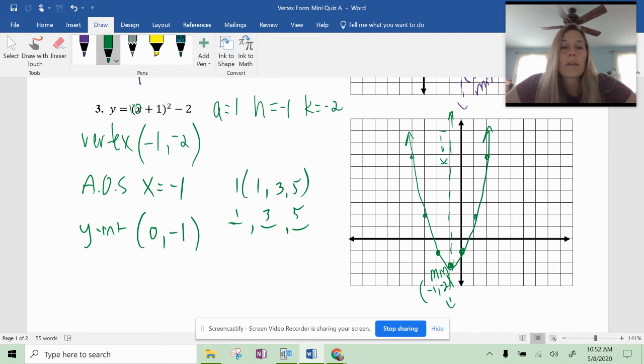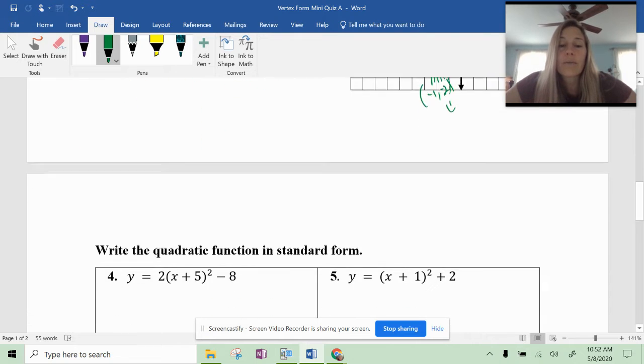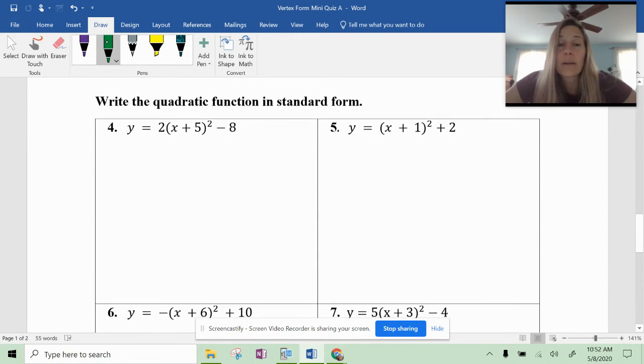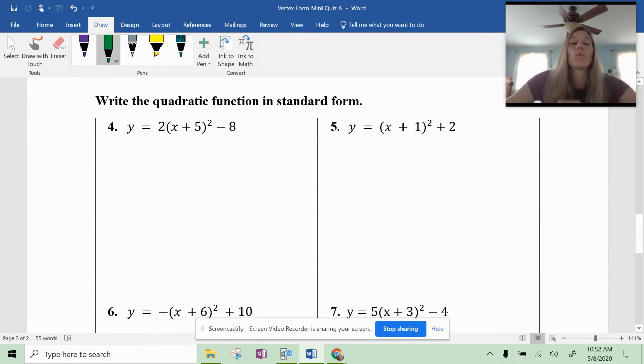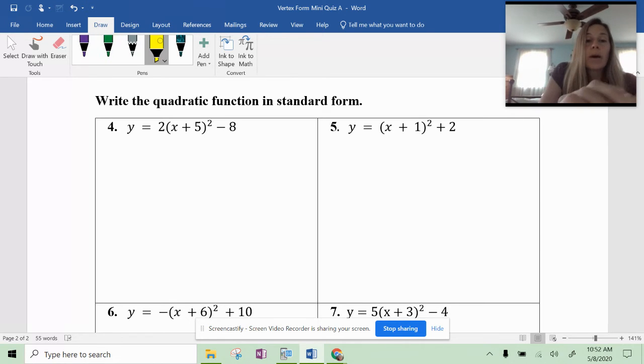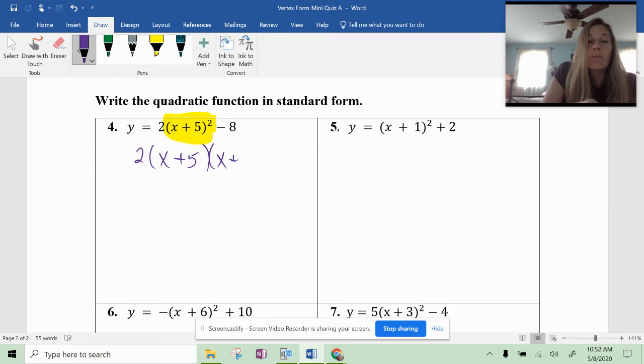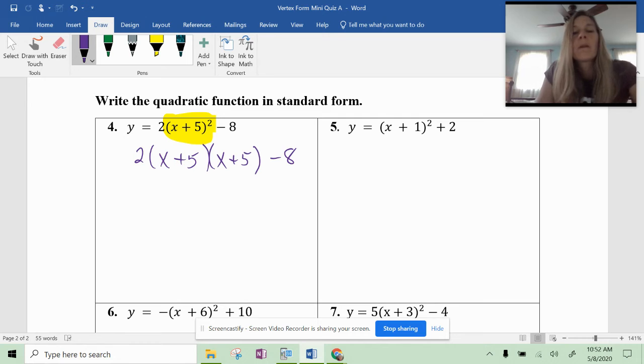Okay, so then the last thing I want to review with you real quick is how to put these equations from vertex form into standard form. So in order to do that, and we'll get a little more into this as we go through the next couple days, you really want to get rid of the parentheses. Now you have to remember, when you have a parenthesis that's being squared, you're going to write it 2 times, and then we're going to have to FOIL that or distribute.